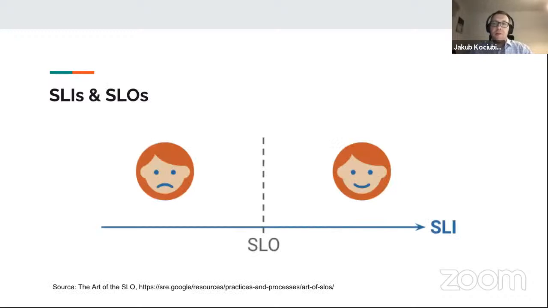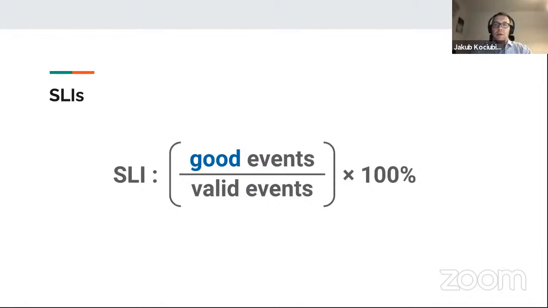So this is roughly how SLOs and SLIs relate to each other. You have the metric, that's the SLI, and then you have the dividing line, the SLO. SLIs are usually presented in a way where you say, okay, let's take all of the good events that happened, divided by valid events, times 100%. This is why you will usually define them as 99.5, 99.9, and this kind of number.